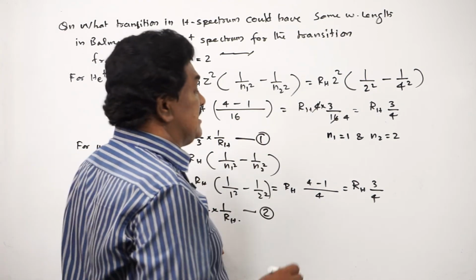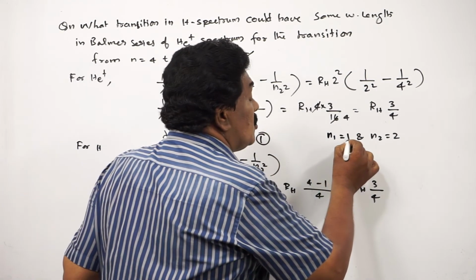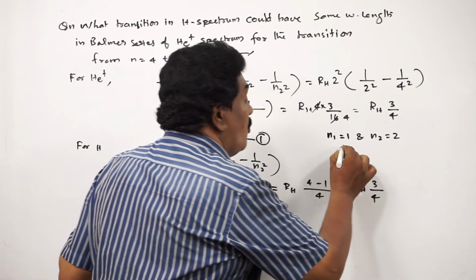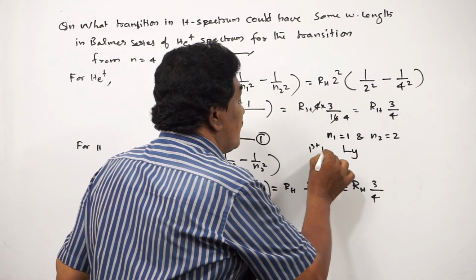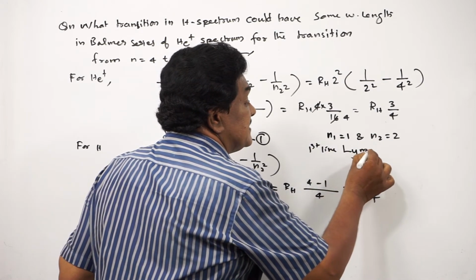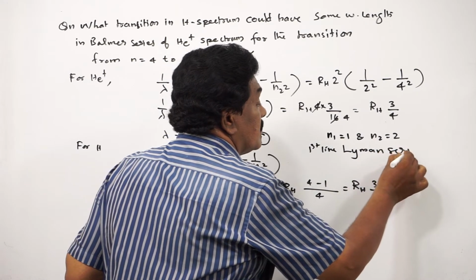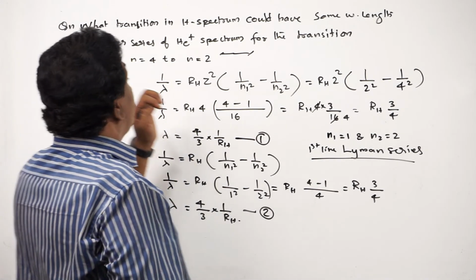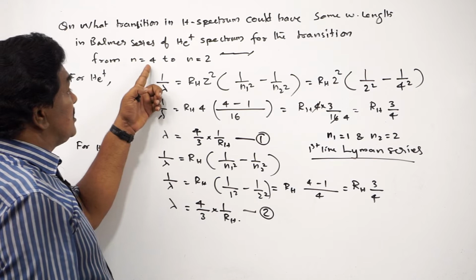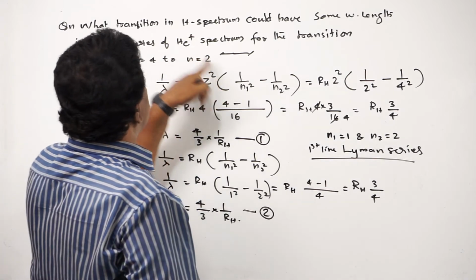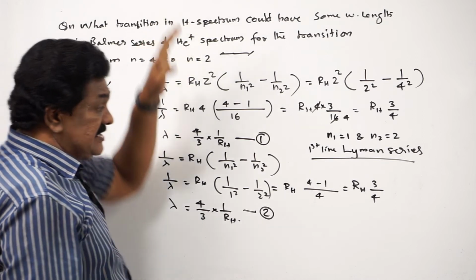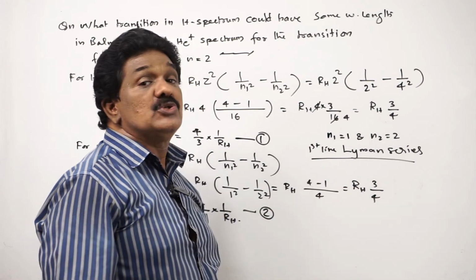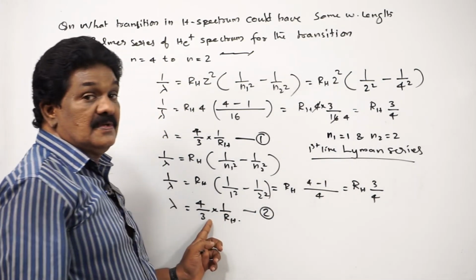Now, coming to the question. See, n is equal to 1 and n is equal to 2 is for the first line in Lyman series. So, the wavelength of the transition from n is equal to 4 to n is equal to 2 in He+ spectrum will be the same as the wavelength of the first line in Lyman series of hydrogen spectrum. That's all.